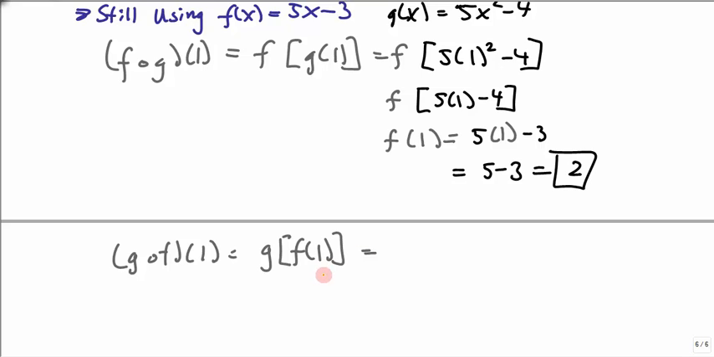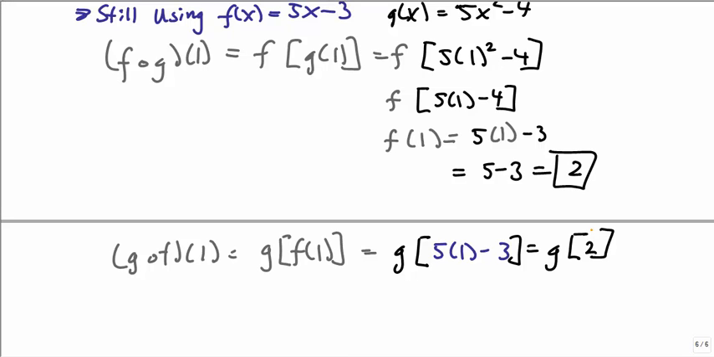Well, f of 1 is going to be 5 times 1 minus 3. 5 times 1 is 5. 5 minus 3 is 2. So I get 2 when I plug 1 into f.